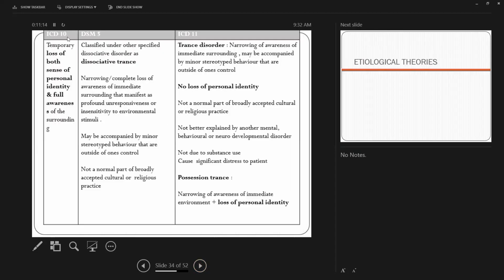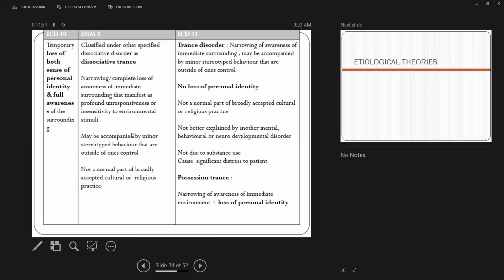In trance disorder, ICD-10 defines it as trance and possession disorder: temporary loss of both the sense of personal identity and full awareness of the surroundings. In DSM-5, it is classified under other specified dissociative disorder as dissociative trance. It is a narrowing or complete loss of awareness of the immediate surroundings that manifests as profound unresponsiveness or insensitivity to environmental stimuli, may be accompanied by minor stereotyped behaviors that are outside one's control and that are not a normal part of broadly accepted cultural or religious practices.